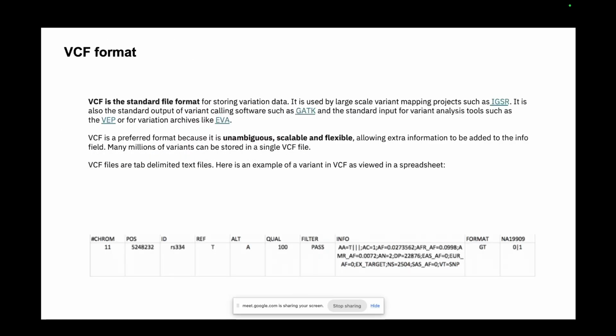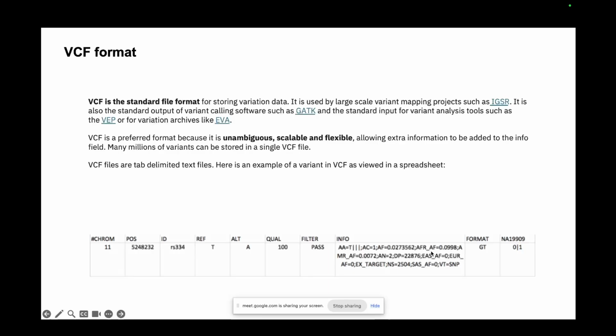This is a very important thing if you want to do genomics. The VCF file format is very important, because that is how variant data is stored. This is how it looks. It will give you the chromosome, the position, the ID if it is a known variant, the reference allele, the alternate allele, the quality, and other information. AF stands for allele frequency.